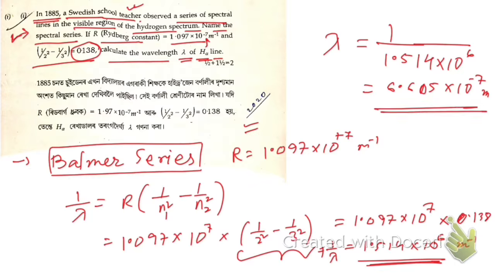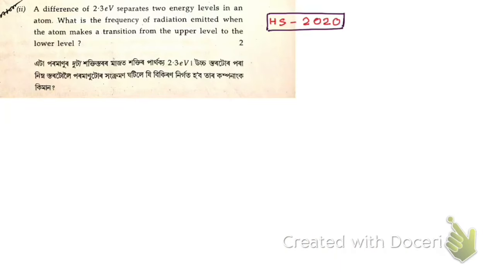So hope you have understood this. Let me take the next question. So here is the next question. A difference of 2.3 electron volts separates two energy levels in an atom. What is the frequency of radiation emitted when atoms make a transition from upper level to lower level?